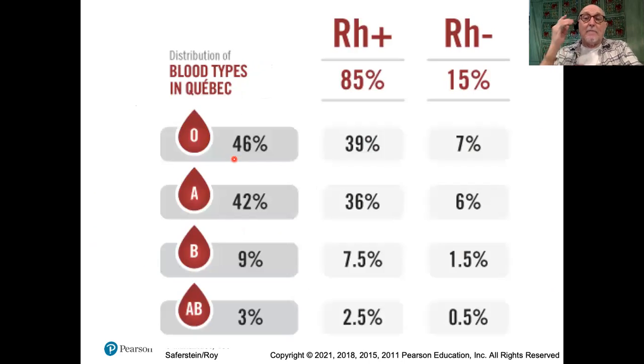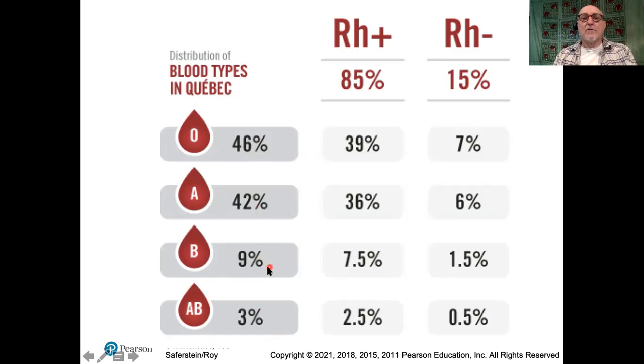Okay, so I see this is for Quebec, much the same all over the world. These are the proportions of the blood groups. About 85% of the population are Rh positive, as I told you. About 15% of the population Rh negative. And here are the different groups. How many are O, A, B, and AB? I don't expect you to remember the exact percentages.